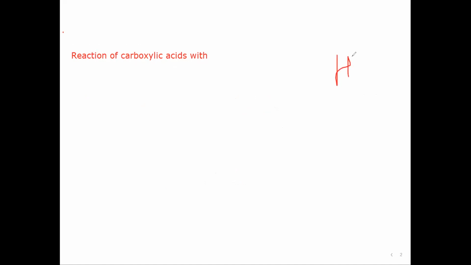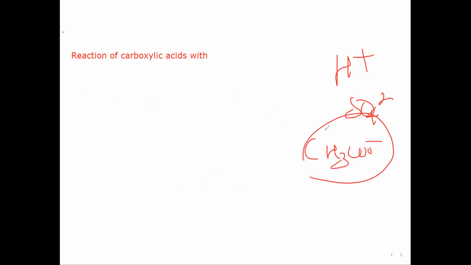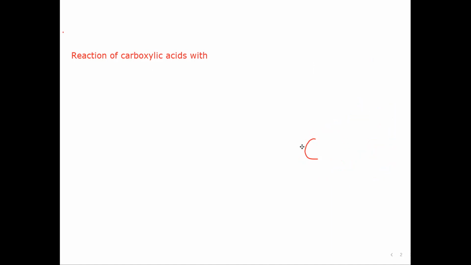You would have learned H plus is hydrogen ions, SO4 2 minus is sulfate ions. Now you should just know that CH3COO minus is called ethanoate ion. Okay, now new topic, reaction of carboxylic acids with carbonates.